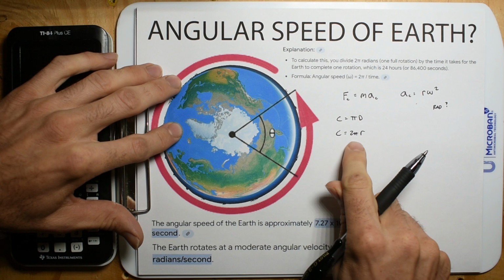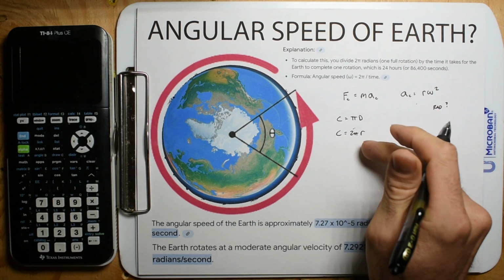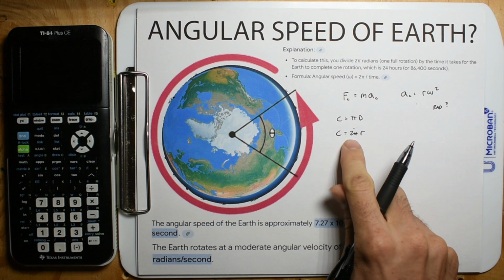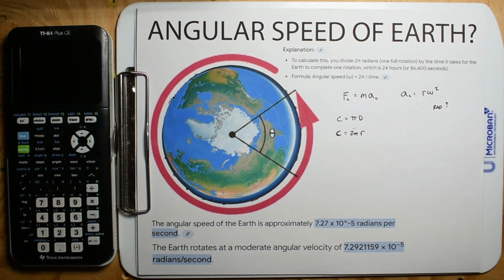Even though that's what I don't like about equations, because this 2 and this radius kind of go together. But anyway, so you have a circumference of 2 pi r.